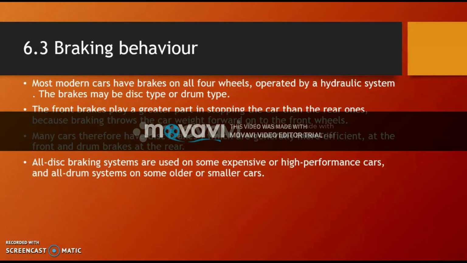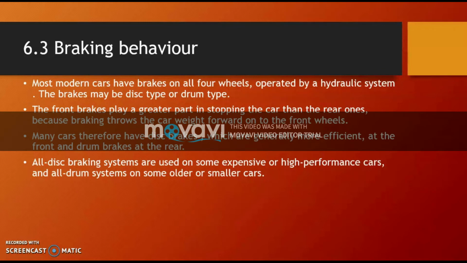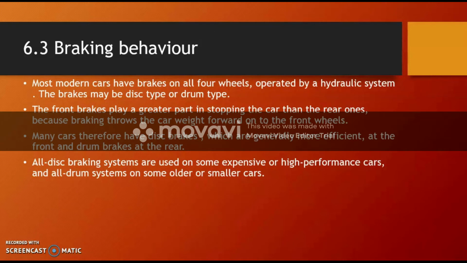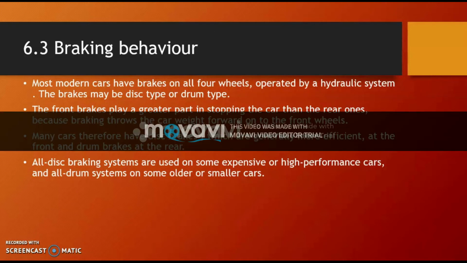Braking behavior. Most modern cars have brakes on all four wheels operated by a hydraulic system. The brake may be disc type or drum type. The front brakes play a greater part in stopping the car than the rear ones because braking throws the car's weight forward on the front wheels. Many cars therefore have disc brakes, which are generally more efficient, at the front and drum brakes at the rear.